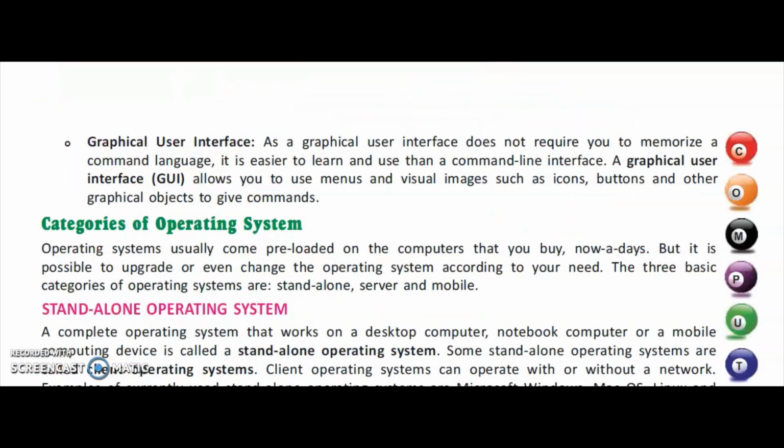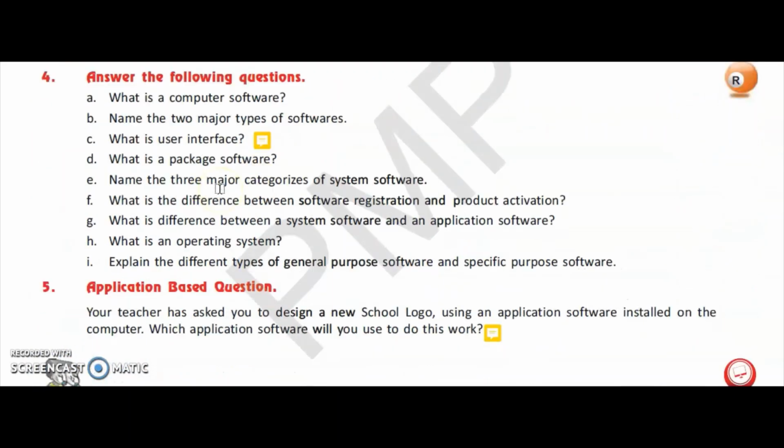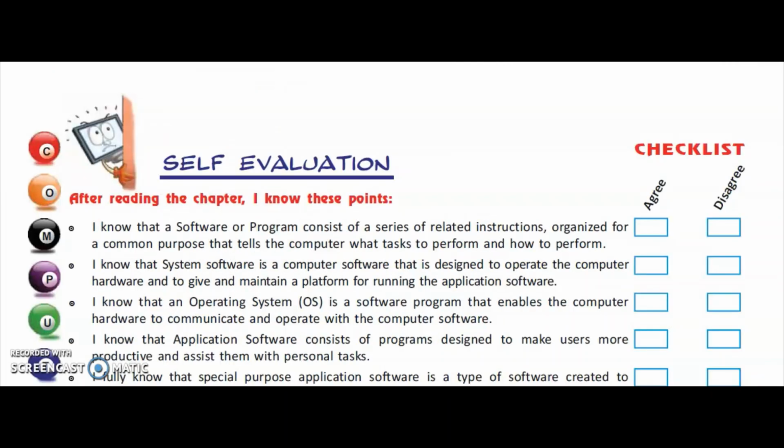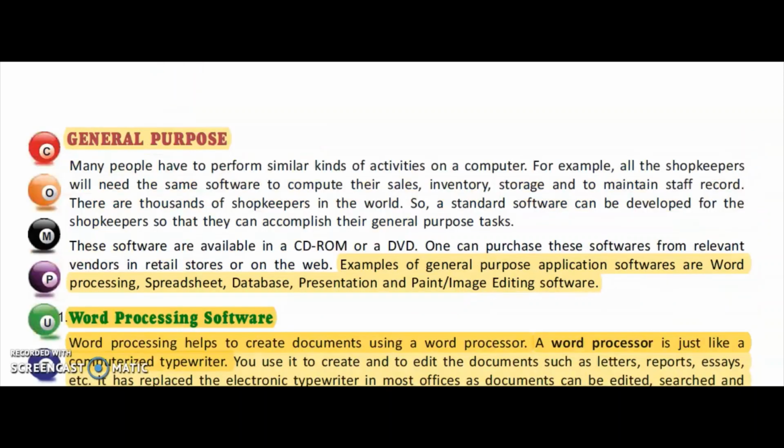And now the last question is, explain the different types of general purpose software and specific purpose software. So you have to move to page number 8. You will write the heading general purpose, and then you will write examples of general purpose application softwares are word processing, spreadsheet, database, presentation, and paint or image editing software.